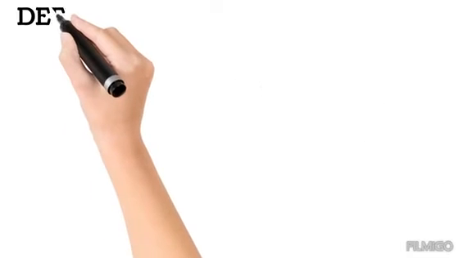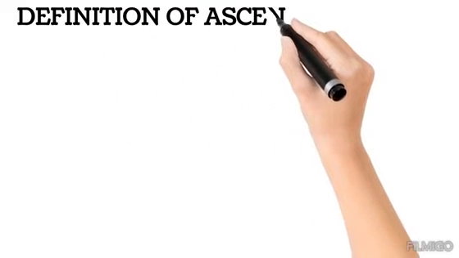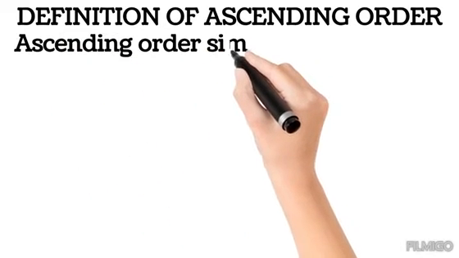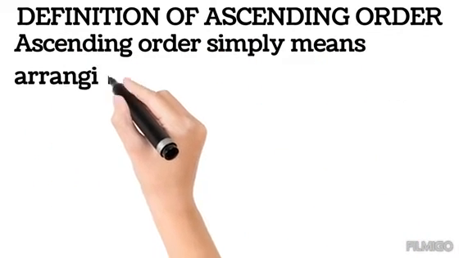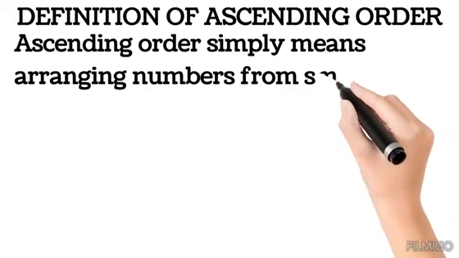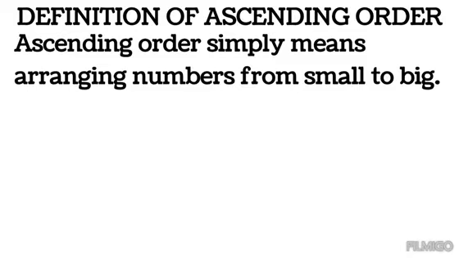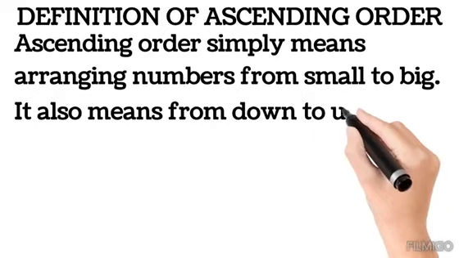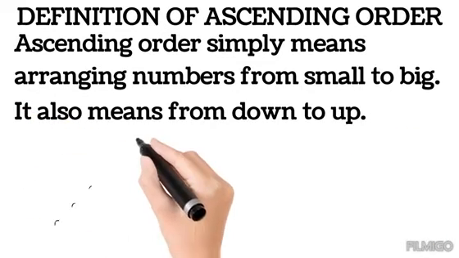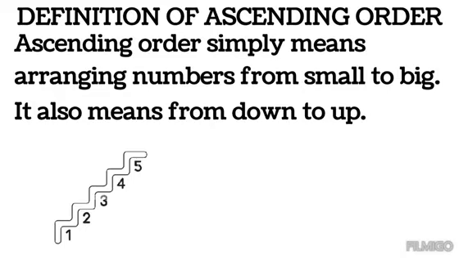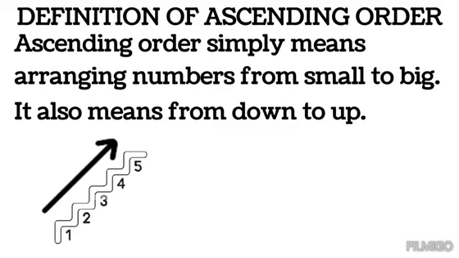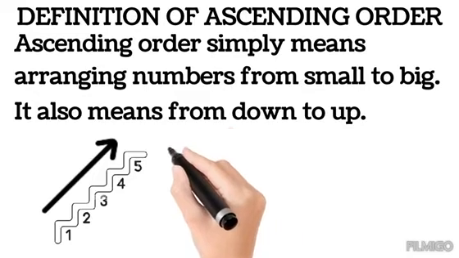Now let's move to the first one, definition of ascending order. Ascending order simply means arranging numbers from small to big. It also means from down to up. Now let's look at that. It was moving up from 1 to 5. The arrow also is pointing upward, meaning it starts from 1 to 2 to 3 to 4 and to 5.